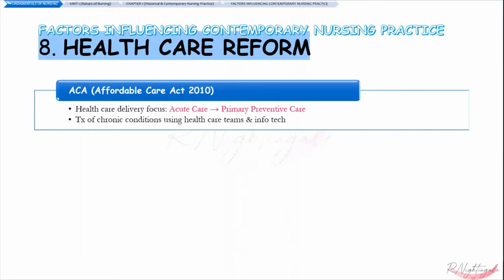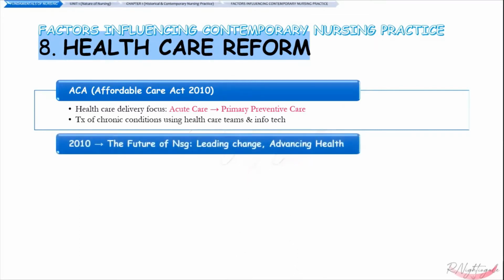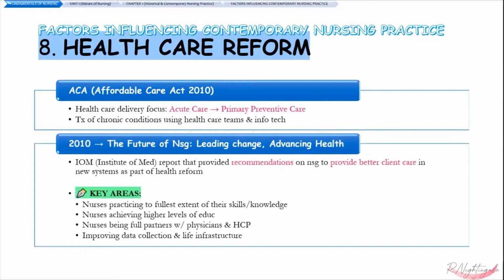and information technology. Also in 2010, an IOM report or Institute of Medicine report entitled The Future of Nursing, Leading Change, Advancing Health, provided recommendations on what nursing needed to do to provide better client care in the new systems that will be part of health reform. This report identified four key areas: nurses practicing to the fullest extent of their skills and knowledge, nurses achieving higher levels of education, nurses being full partners with physicians and other healthcare professionals, and improving data collection and information infrastructure.